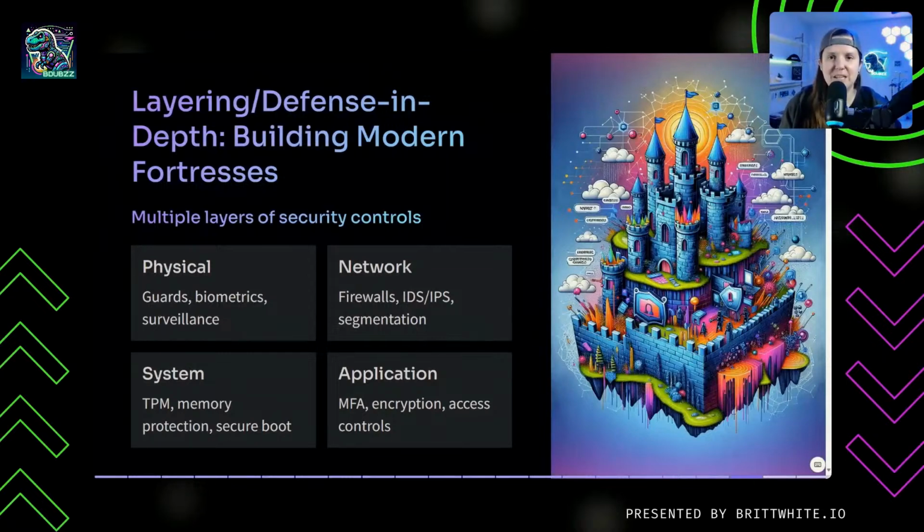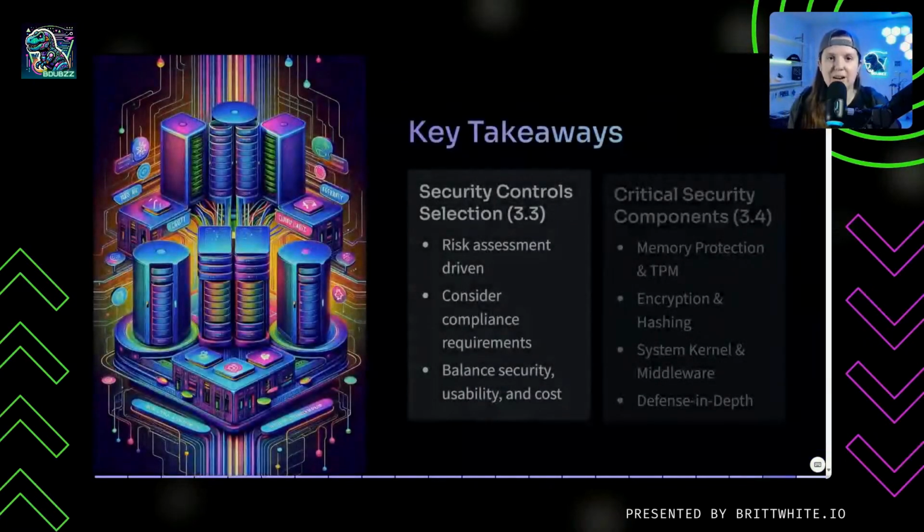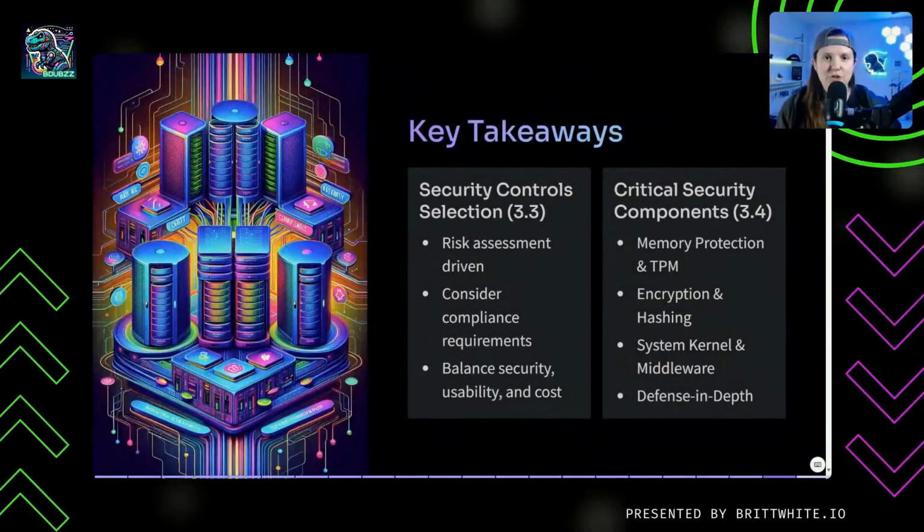Alright, let's wrap up today's session by reviewing the key concepts we covered about selecting controls and understanding security capabilities. First, we talked about security controls. Remember that when choosing controls, you need to look at your system requirements. What compliance standards do you need to meet? And most importantly, your risk assessment results. This helps you make informed decisions about which controls will be most effective.